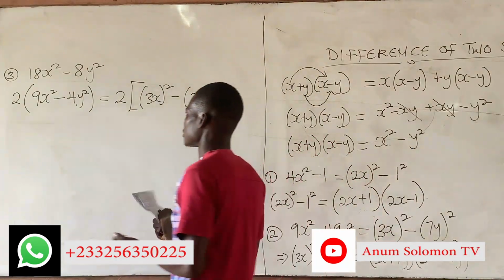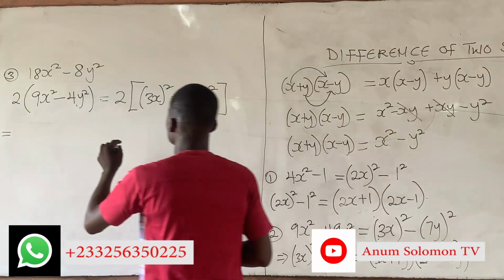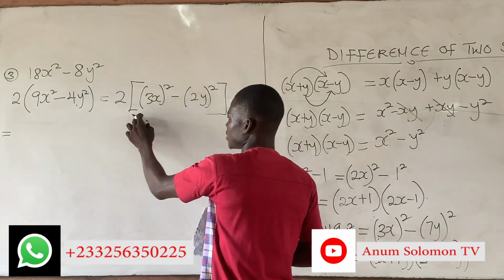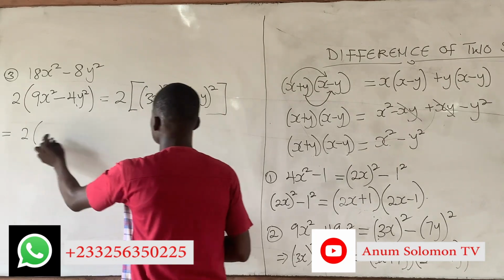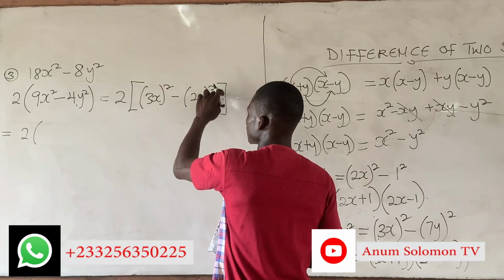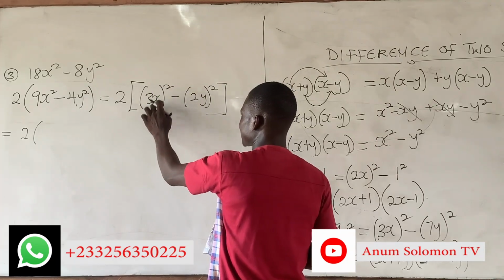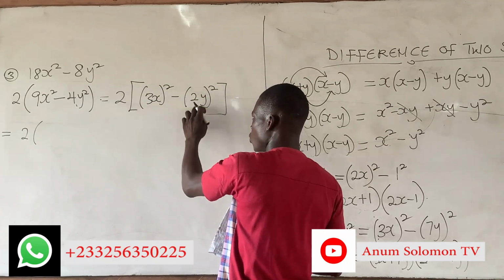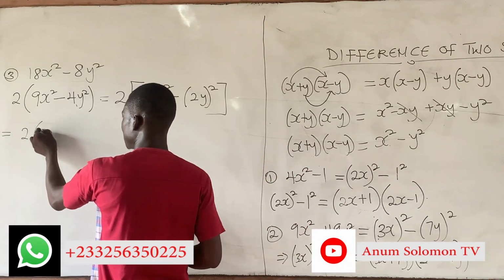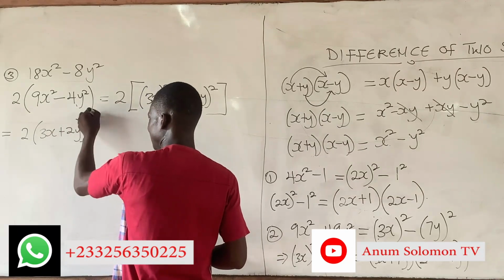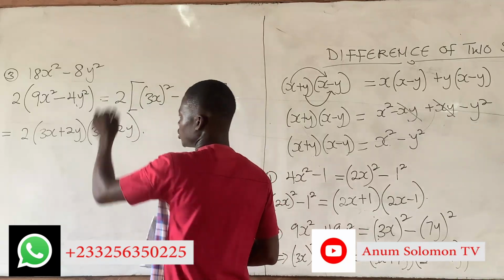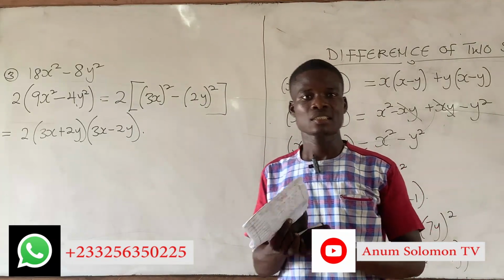So let's move on. Which is equal to, we have the difference of two squares in the square bracket. So our 2 is here, times the sum of the bases. You see these two are the powers. So the bases are 3x and 2y. On this note, the sum of the bases is 3x plus 2y, times the difference, 3x minus 2y. So now we have solved this problem.